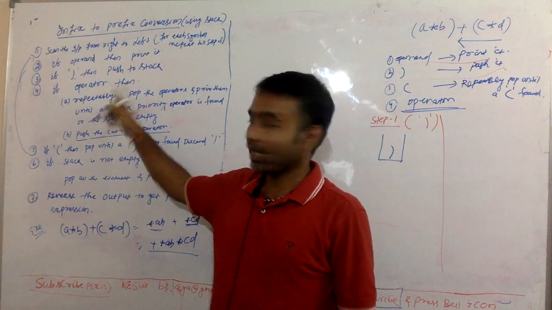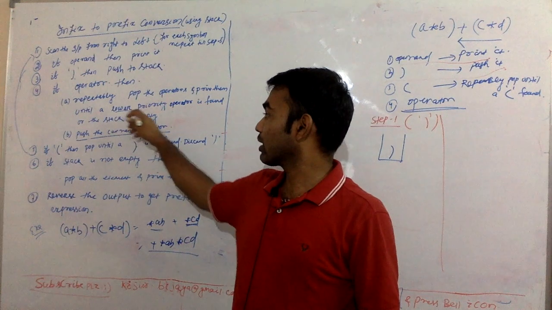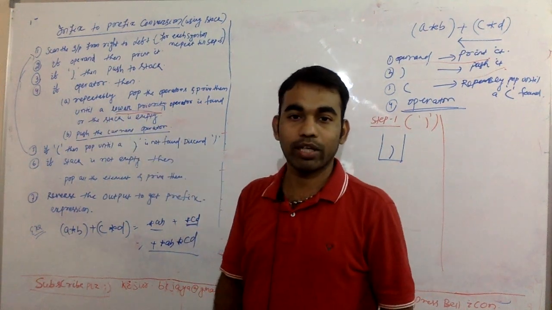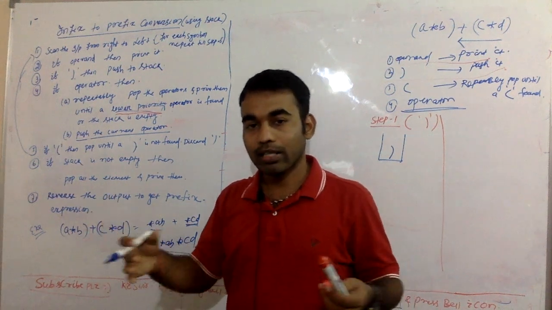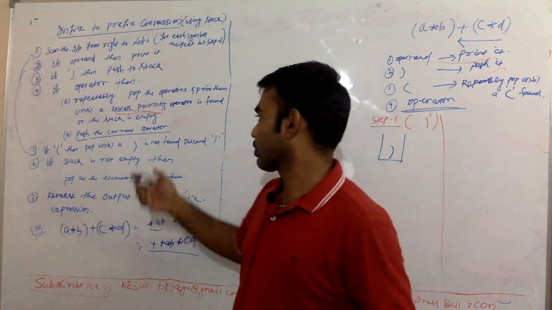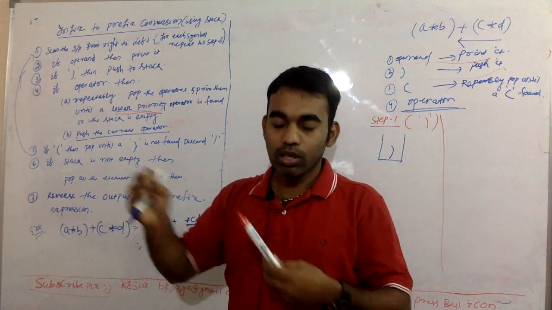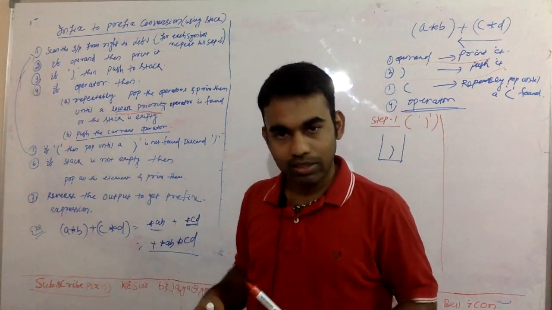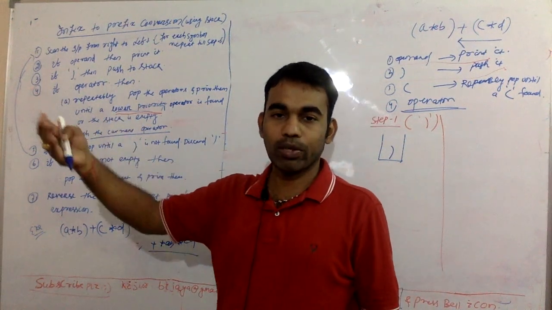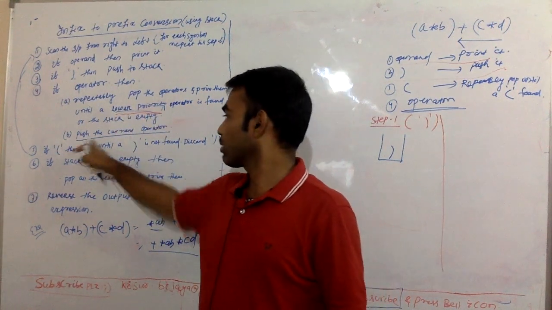This is the important step. If an operator is coming, then repetitively pop the operators and print them until a lower priority is found. If you don't understand what a lower priority is, we have already discussed the priority of different operators, their precedence and their associativity as well, in one of the videos. Just go ahead and watch that video. You will get clarity on what a lower priority is. As a simple example, plus is a lower priority than star or multiplication, and power is a much higher priority than multiplication. So when a lower priority operator is found or the stack is empty, then push the current operator.